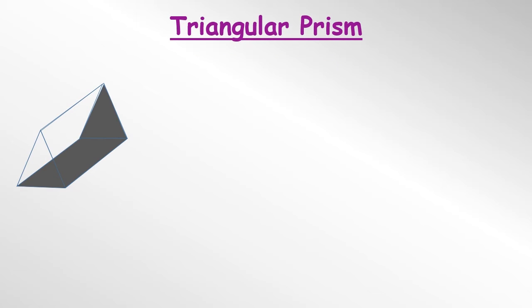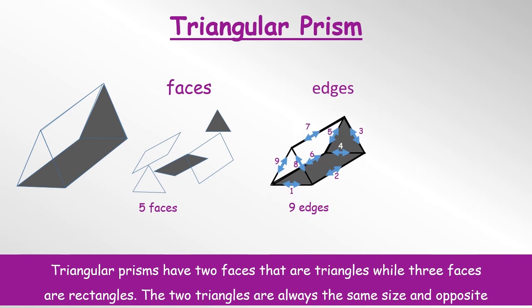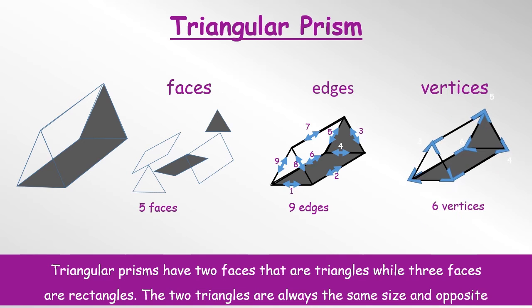Now we have a triangular prism. You can see that the triangular prism has 5 faces. Meanwhile, it has 2 faces that are triangles. The 3 other faces are rectangular in shape. Additionally, the 2 triangles are always the same in size and are opposite. Moving on, the triangular prism has 9 edges and 6 vertices. Excellent.